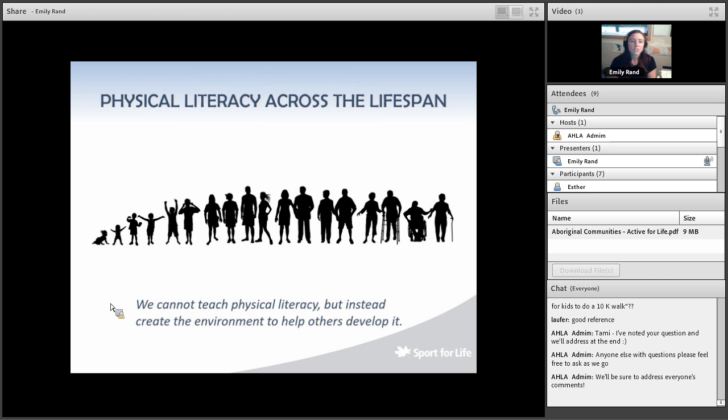And this slide really just shows that physical literacy is a lifespan approach. So we don't just develop physical literacy and then we're done. And so I have that quote there, we cannot teach physical literacy, but instead create the environment to help others develop it. So it's not like, I develop movement skills, my confidence and my motivation and enjoyment, and then I'm physically literate. It changes throughout our life.